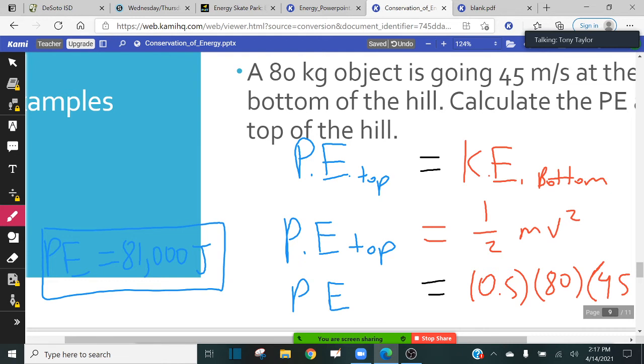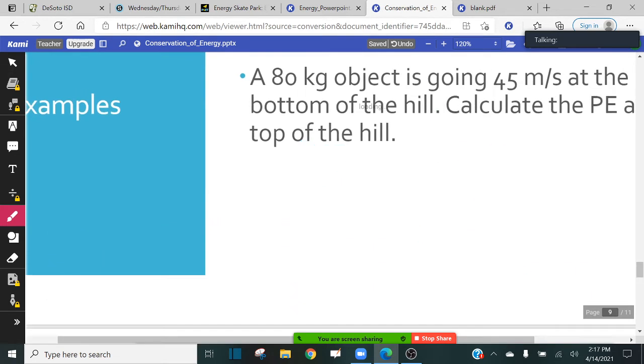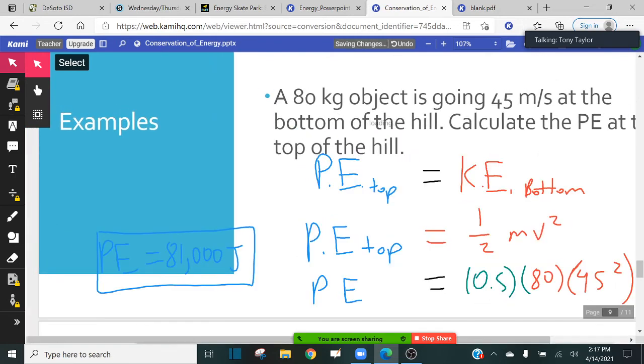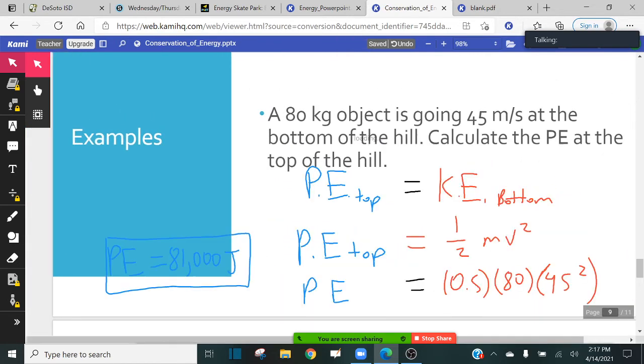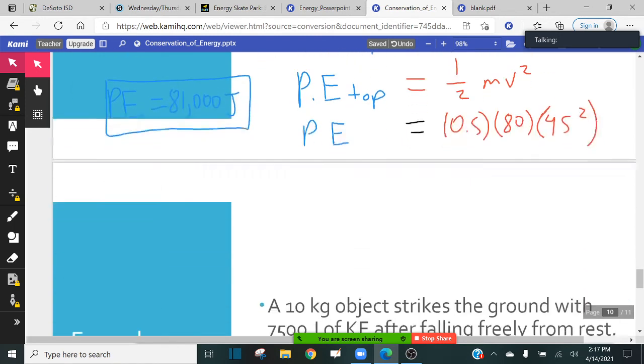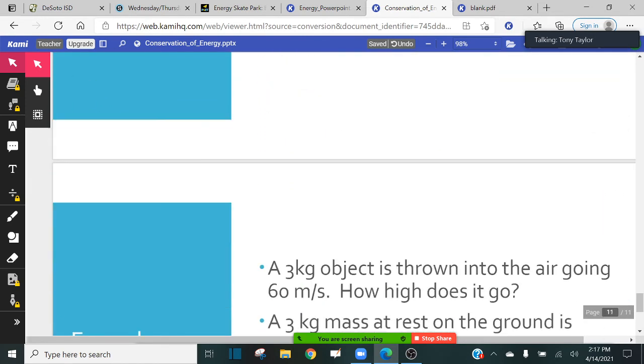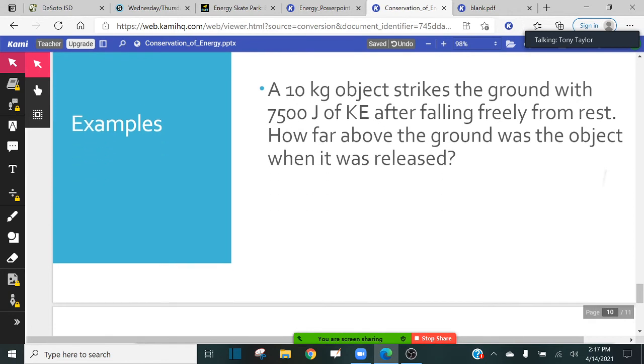Don't forget the square. The 45. Thank you, Angelina. 81,000 joules. All right, guys, we just got three more.